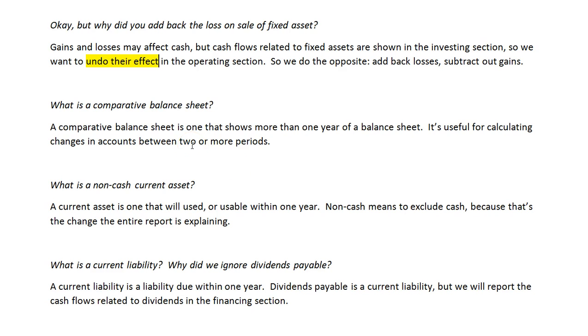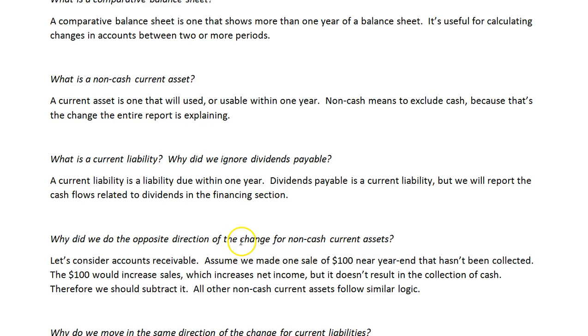What is a comparative balance sheet? It's just a balance sheet that shows more than 1 year, so at least 2 years. It's useful for calculating the changes in accounts between 2 or more periods. What is a non-cash current asset? A current asset is one that will be used or usable within 1 year. So cash, accounts receivable, supplies, prepaid insurance, stuff along that line. Alright, non-cash means we're going to exclude cash because that's what the whole report is explaining.